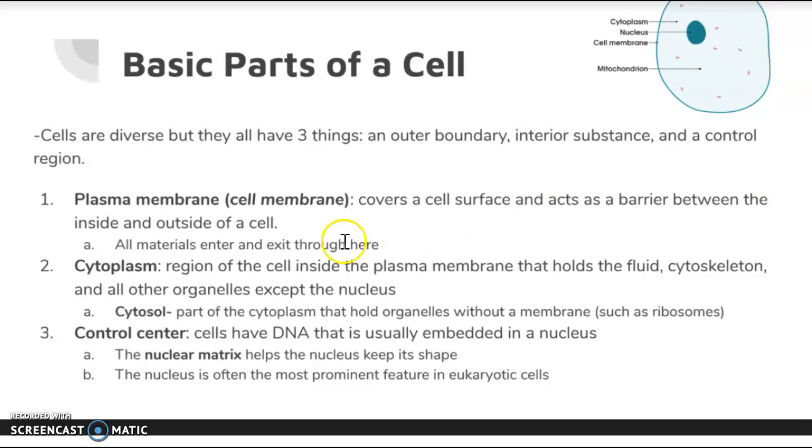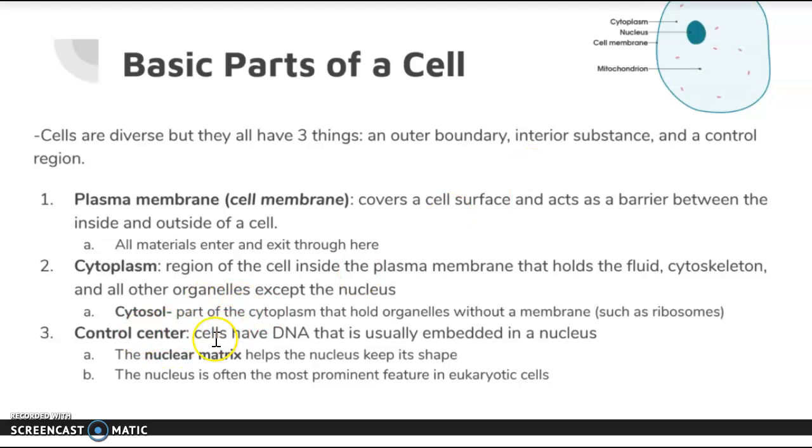So all cells have a cell membrane or a plasma membrane. This covers the surface or the outside of the cell, and it acts as a barrier that lets some things through and not others. The cell has the cytoplasm, or this jelly that's inside the cell. This holds the fluid, the cytoskeleton, and it gives the cell shape as well as serves as an area for other organelles to be held in.